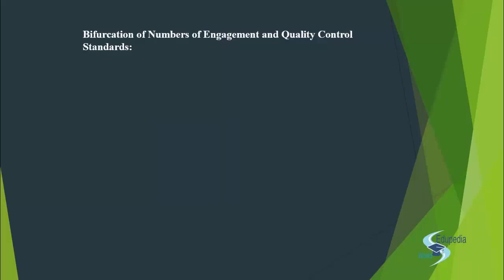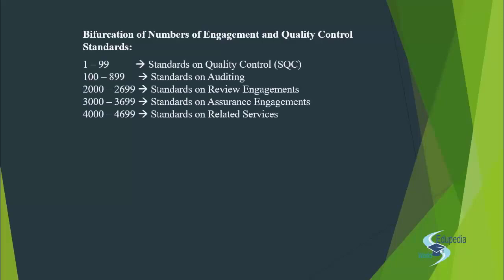So we have seen the 5 of them. Now how did the institute give them the numbers? They all fall between some series. So 1 to 99 is given to the standard on quality control, out of which only number 1 is being applicable. 100 to 899 is standards on auditing. So the entire range is given over there. Whatever standards on auditing are present, they fall within 100 to 899, right?